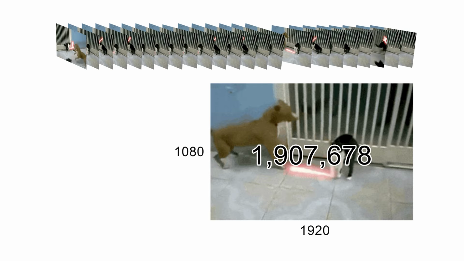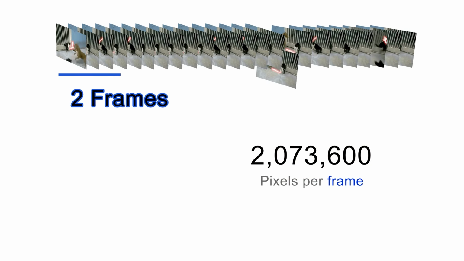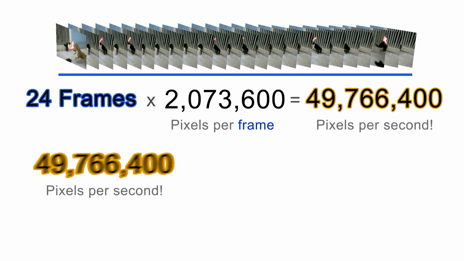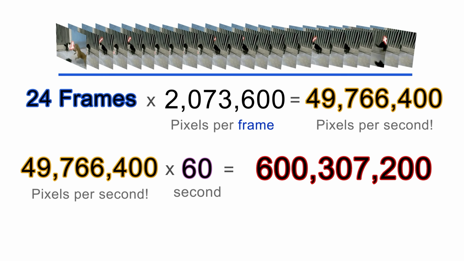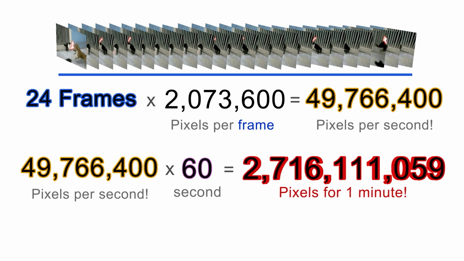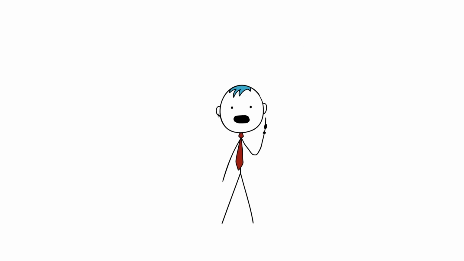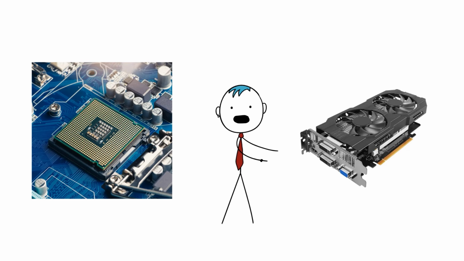Imagine you are watching a Full HD video. In this case, your computer has to display 24 frames every single second. Each frame contains nearly 2 million pixels. This means your computer's processor has to handle a mind-boggling 50 million pixels per second. If you watch just 1 minute of video, that number climbs to over 3 billion pixels. What? This insane volume of processing is handled by your computer processors, CPU, and sometimes GPU.